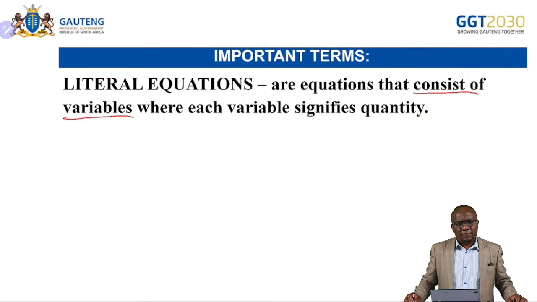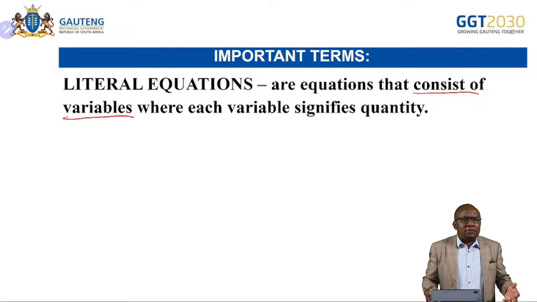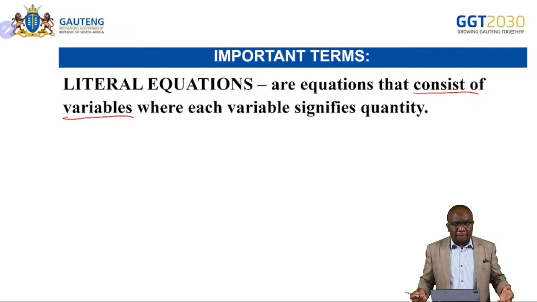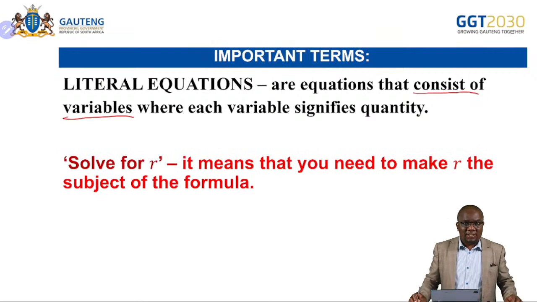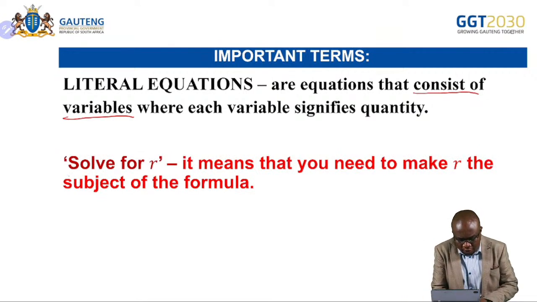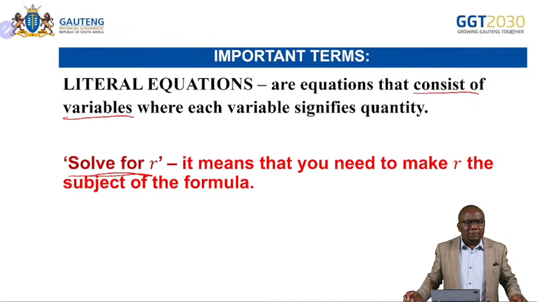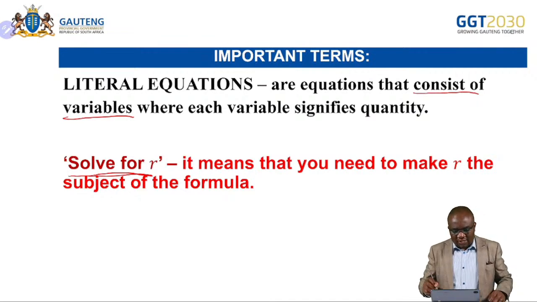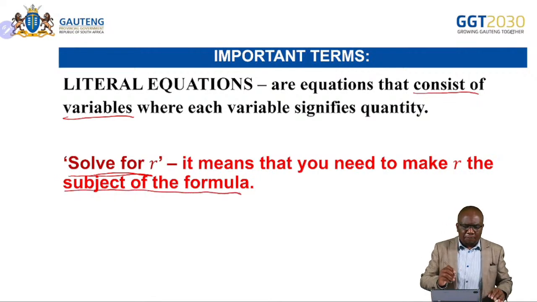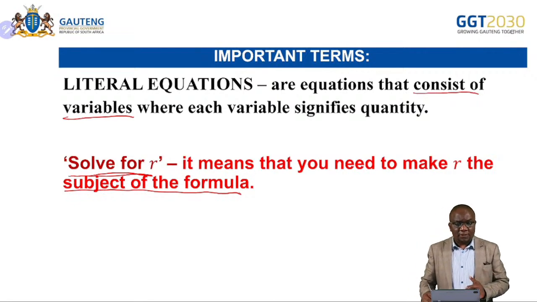Literal equations. Okay, right. Now, we don't just have variables; yes, we may have numbers also, combined with variables. So those are literal equations, and we can solve those literal equations. When I say solve for r, what do I mean? If I give you a literal equation and say solve for r, it means make r the subject of the formula. I hope by now you understand what a literal equation is.